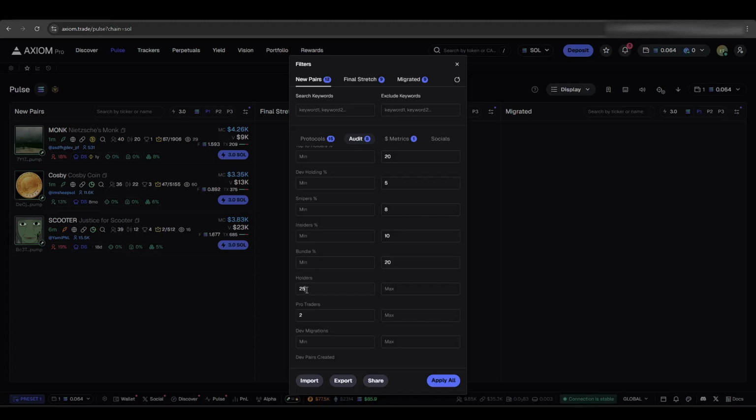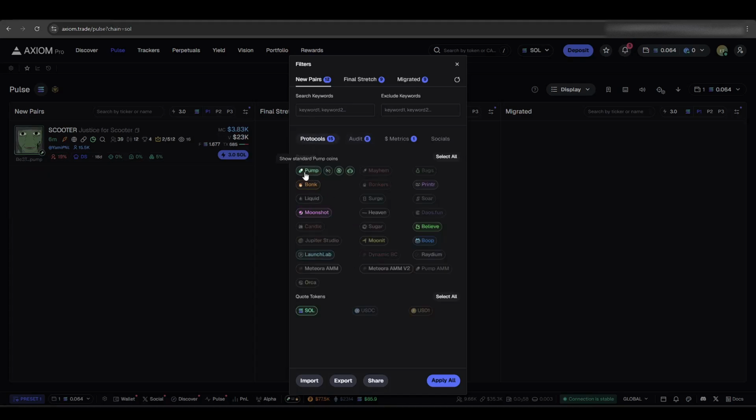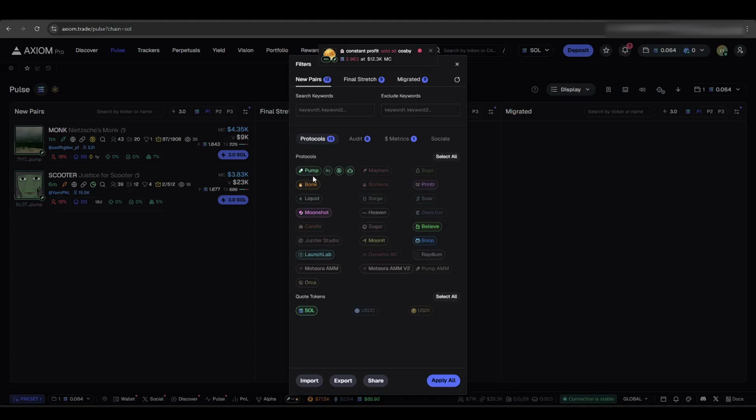Now we want at least 25 holders and at least 2 pro traders. And then on the protocol, you only choose Pump.fun, Moonshot, Believe, and Launch Lab. Of course, there's a lot more, but these are the biggest ones, let's say the most serious ones, and your chance of getting completely screwed is a little bit less. So I would recommend this setting here.